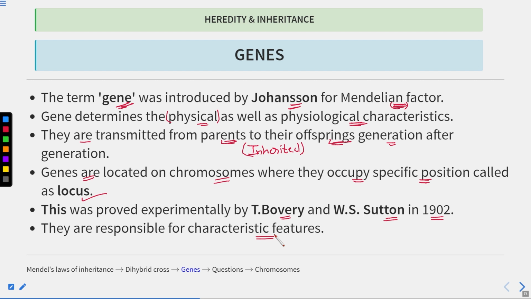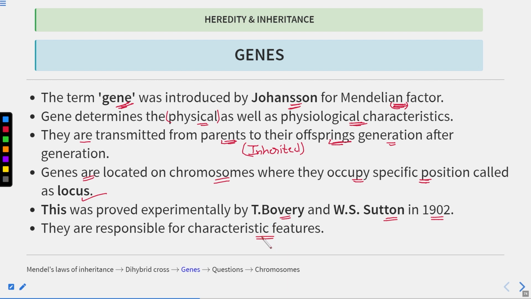Okay, genes are made up of DNA. Clear? And this DNA codes for a particular protein, and this protein gives the particular phenotype to the individual. So you can see there are a lot of genes present in the human. There are genes in plants as well. So if we talk about the gene for height, they will be responsible for tall height or small height.